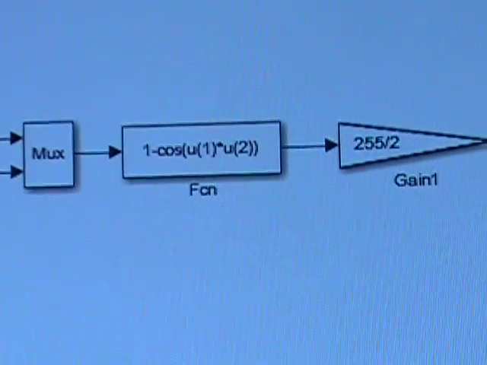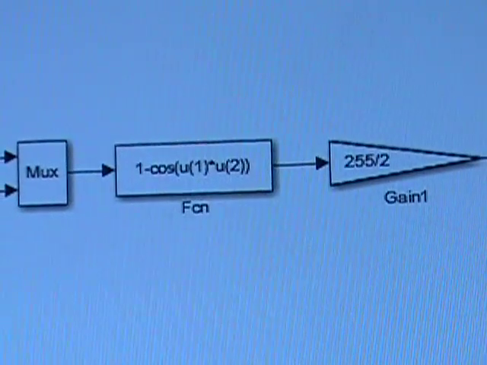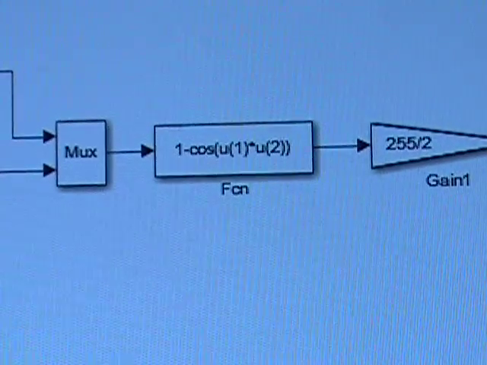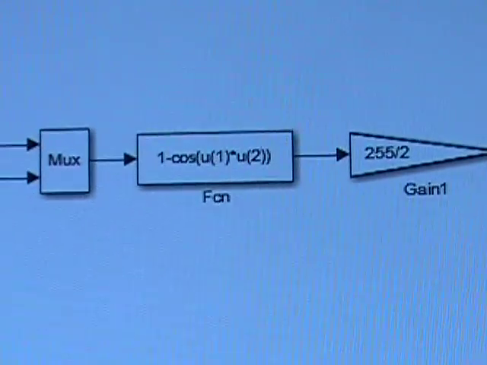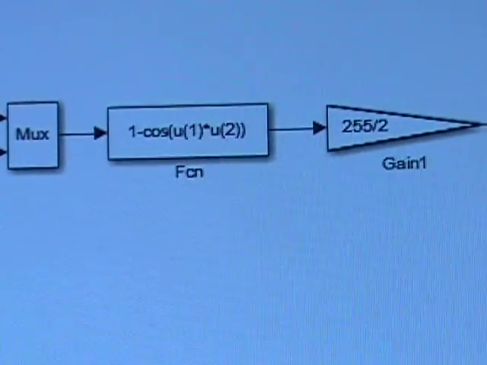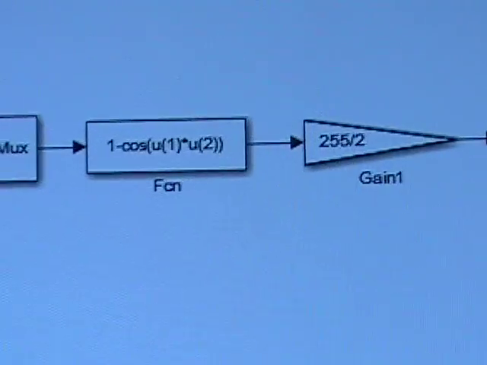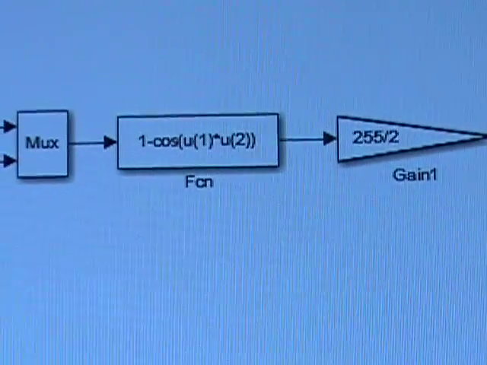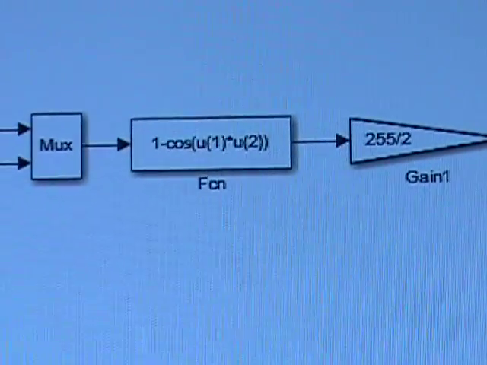So what this cosine function is doing is it's subtracted from 1 to output a value between 0 and 2. So when the frequency is 0, the output is going to be 0.